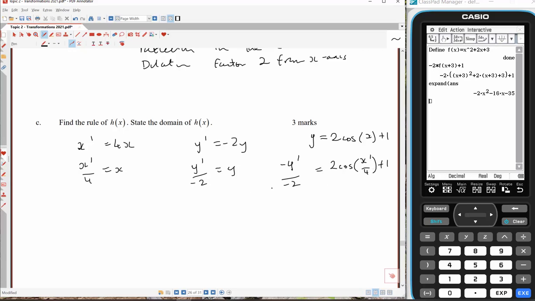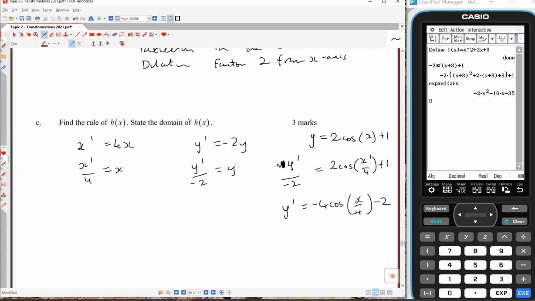Drop your dashes. Why is that a negative? That should be a negative. Just y dash over -2. Okay, so we're going to multiply by -2 on both sides. So y dash is equal to, so -2 multiplied by that is -4 cosine x over 4. And don't forget that when you multiply by -2, both of them get multiplied by -2. So -2 multiplied by +1 is -2.